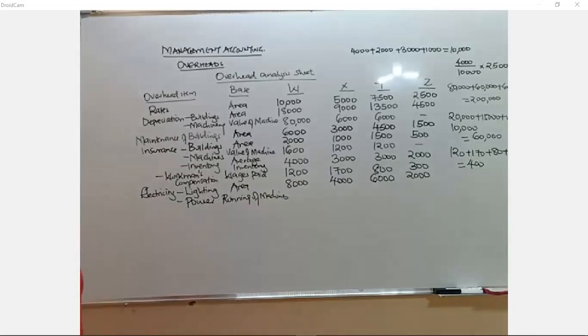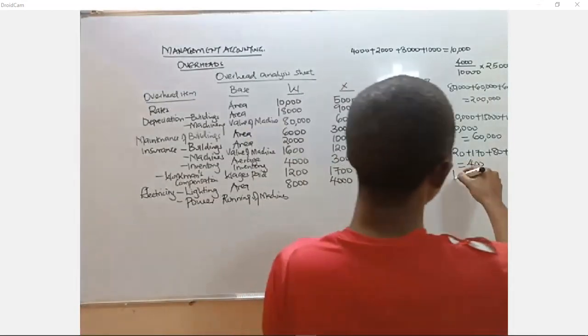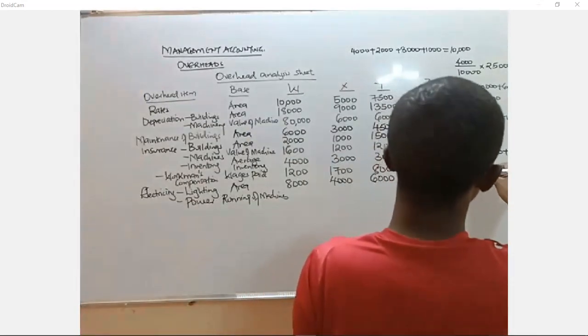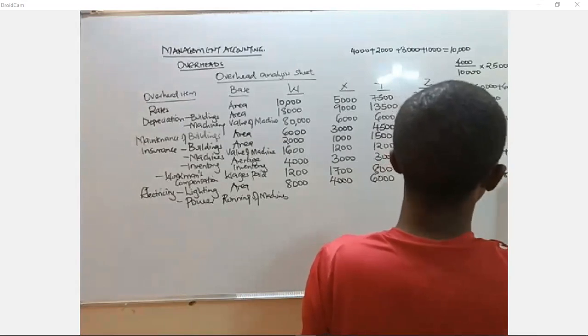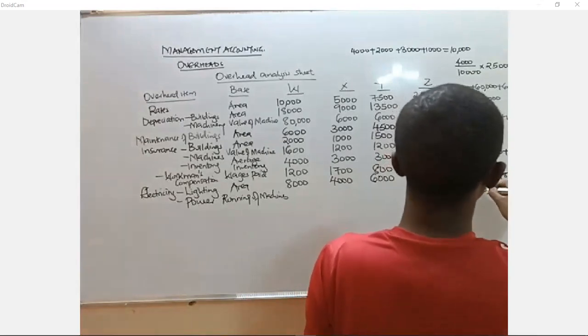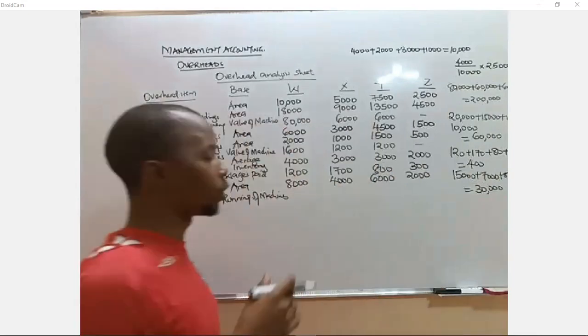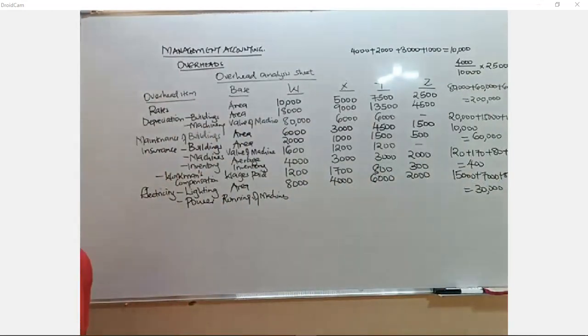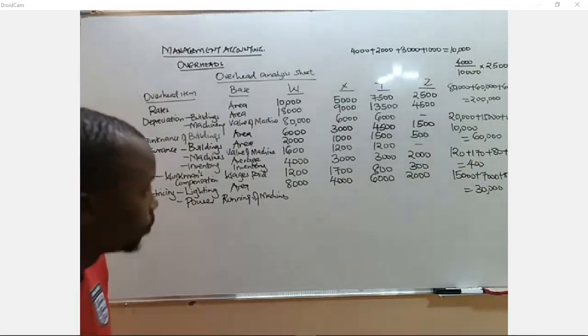I can see we have 15,000 plus 7,000 plus 8,000. This comes to 30,000. So let me start by allocating that cost. We start by looking at the first one: it will be 15 divided by 30, then I multiply by the total amount for power, which is 24,000. The first one will be 12,000.